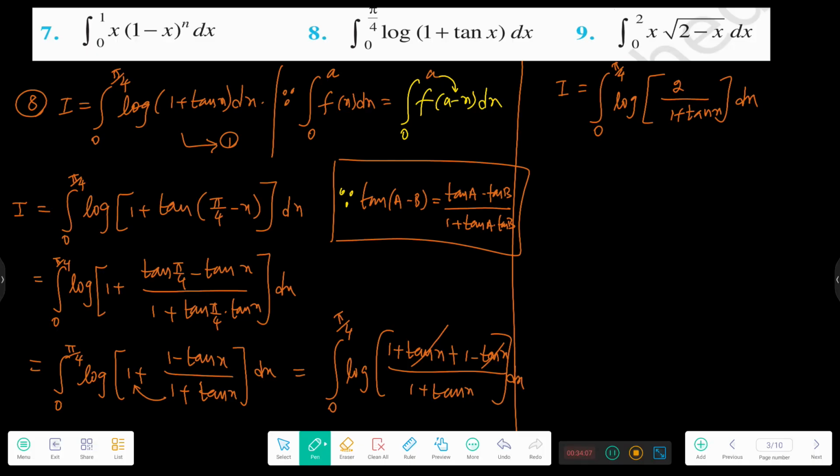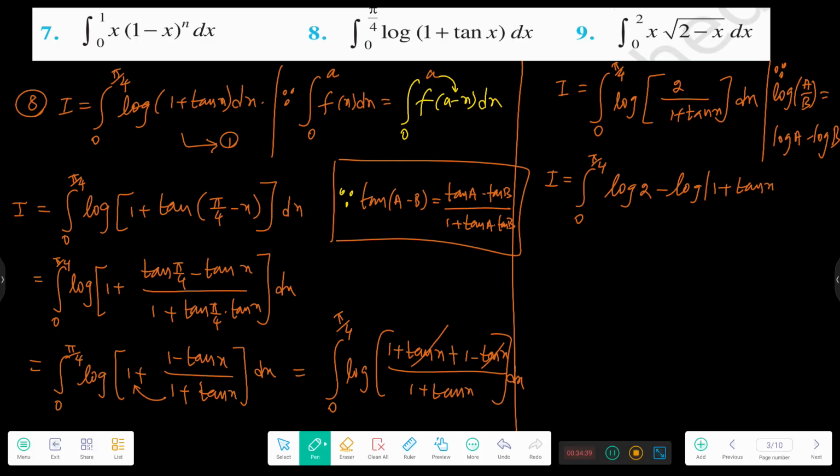Children, have you noticed this is the log of a by b formula? So what is the formula for log a by b? Yes, log a minus log b. So when you apply, I is equal to integral 0 to pi by 4, log a means log 2, minus log of 1 plus tan x you can write, into dx.